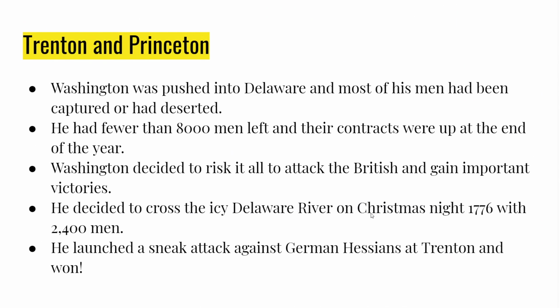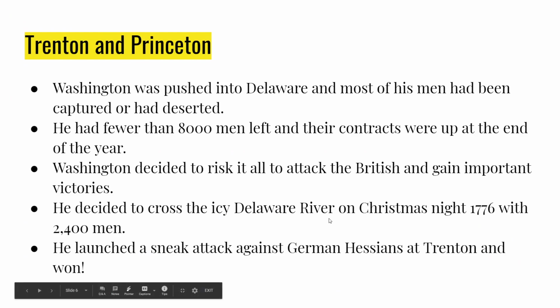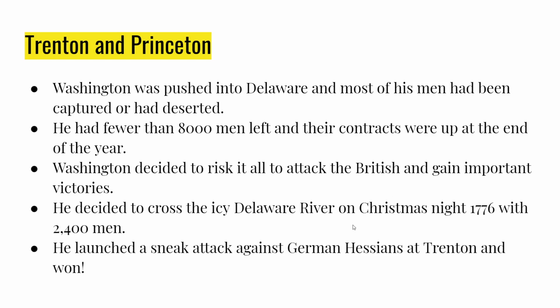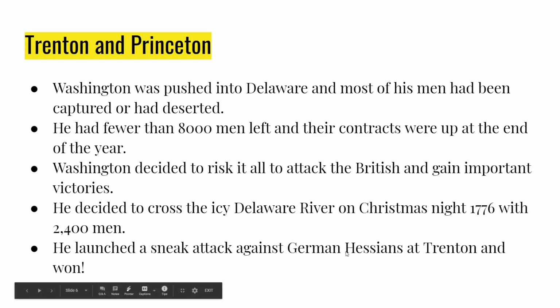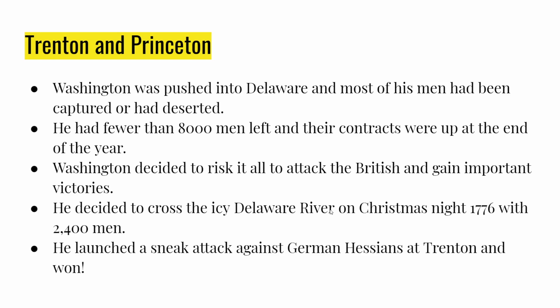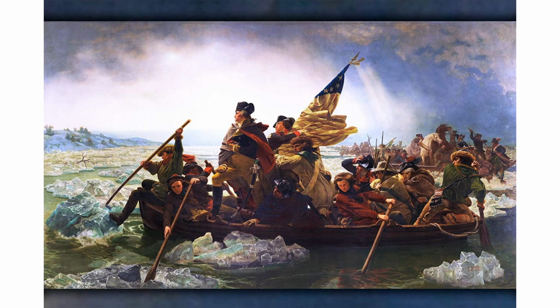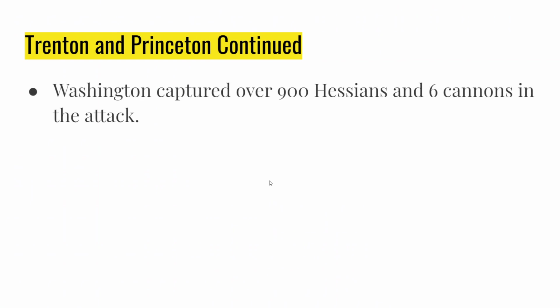Now, another point to this is a lot of people say that the Germans were celebrating Christmas, drinking heavily, and that when George Washington showed up, most of them were too drunk to fight. That's not historically accurate, okay? George Washington just did a really good job of launching a surprise attack and catching them off guard. He captured over 900 Hessians and 6 cannons in the attack on Trenton.